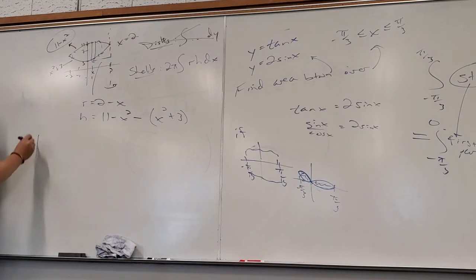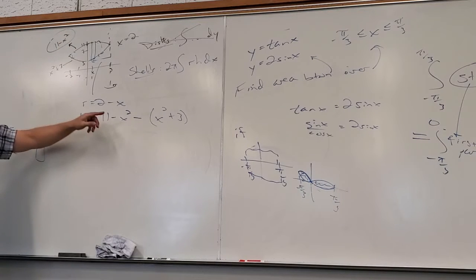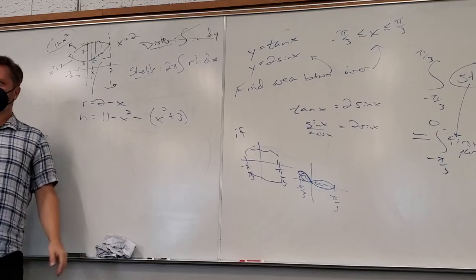If I give you any rectangle sitting anywhere, and this is 5 and this is 1, how tall is that rectangle? 4, right? So what was the top? This. What was the bottom? This. So how tall is it? Top minus bottom.